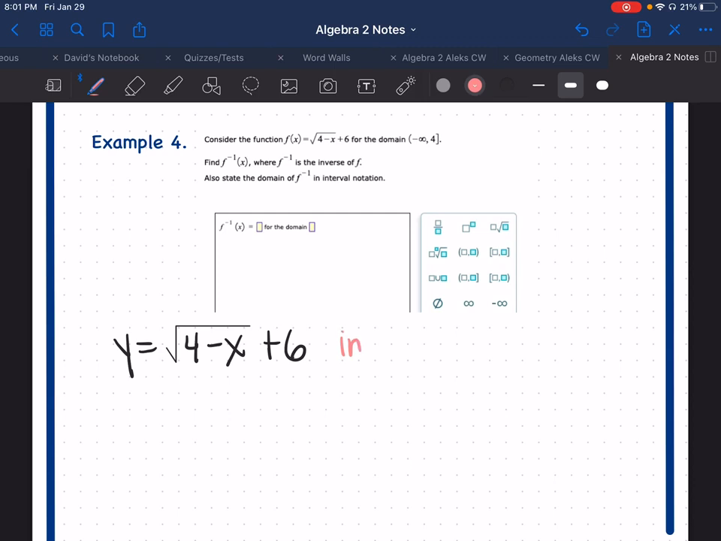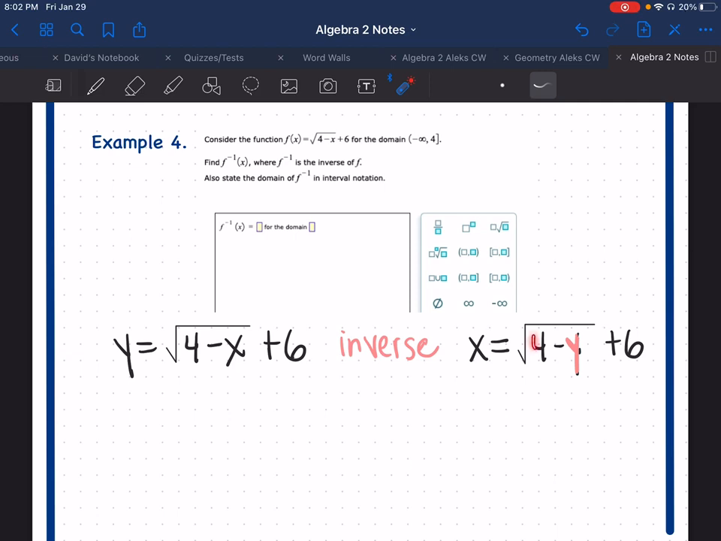Now we're going to do the inverse step. To do the inverse, I'm going to switch the variables x and y. So the letters are just going to get switched. I'm going to start by saying x equals the square root of 4 minus y plus 6. I want to get this new y variable by itself. I want to isolate it. So I have to stop and think what's bothering it. Well, I see a 4 right in front of it. I see a minus right in front of it. I see a square root, and I see a plus 6.